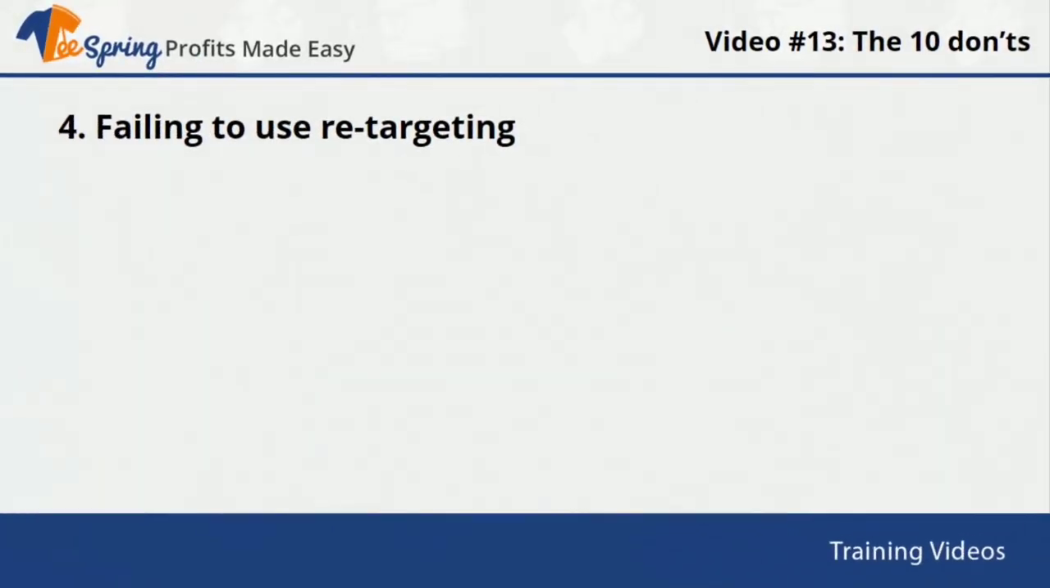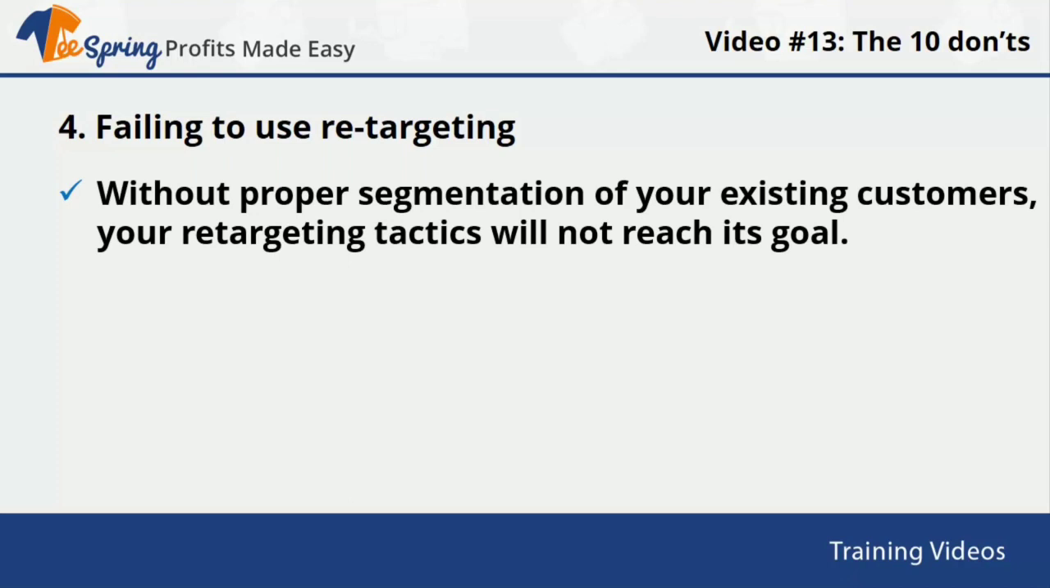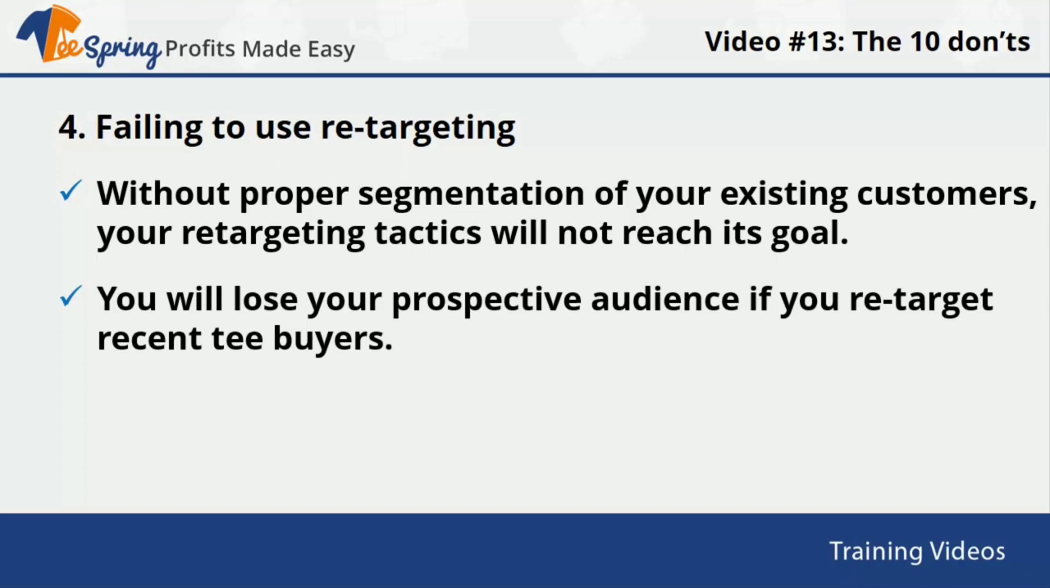Number 4. Failing to use retargeting. Without proper segmentation of your existing customers, your retargeting tactics will not reach its goal. Failing to retarget can become a reason for the failure of your Teespring campaign. You will lose your prospective audience if you retarget recent tee buyers.